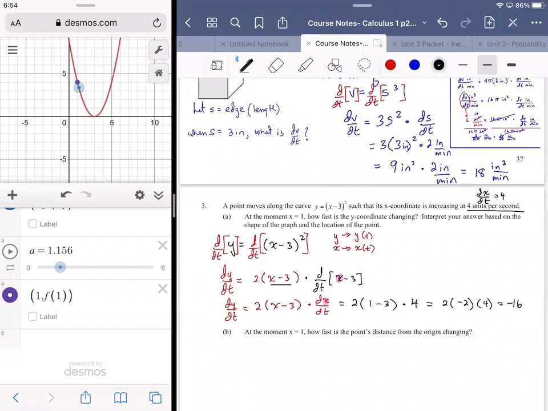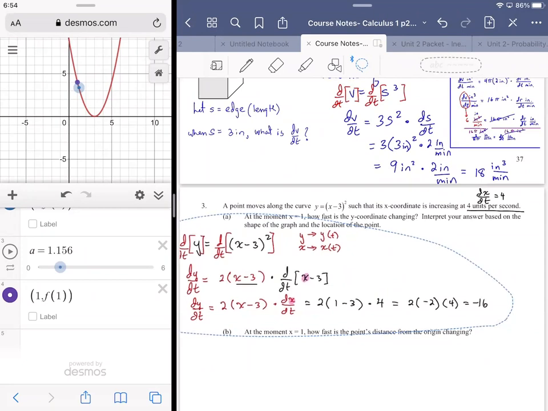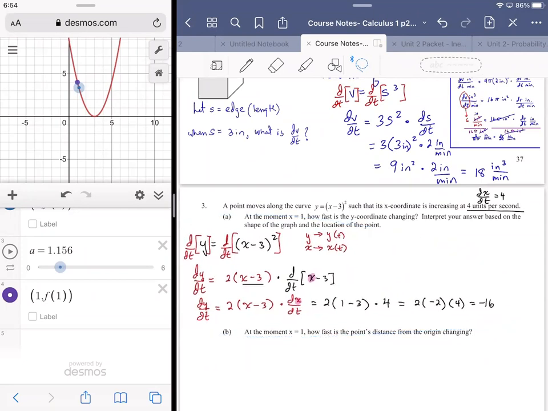But we can't just leave it unitless, right? We got to throw in the appropriate units. Now, it does make sense that if x is measured in just simple units, so would y, but you could also play it by the computations here, right? So dx dt is measured in units per second, right? X itself is measured in units. Dx dt is measured in units per second, right? So you can go that route.